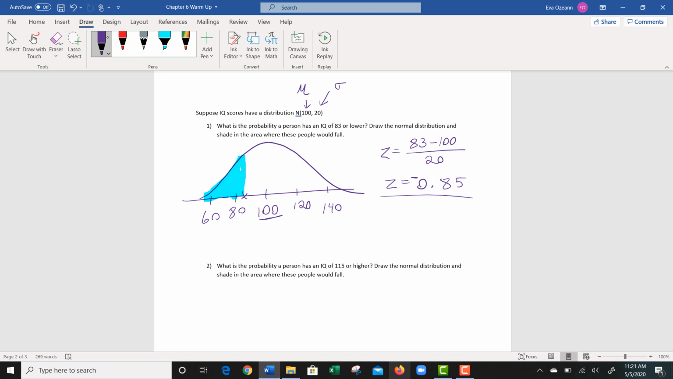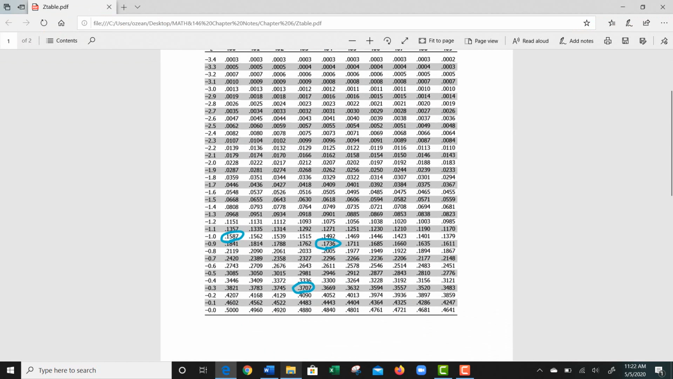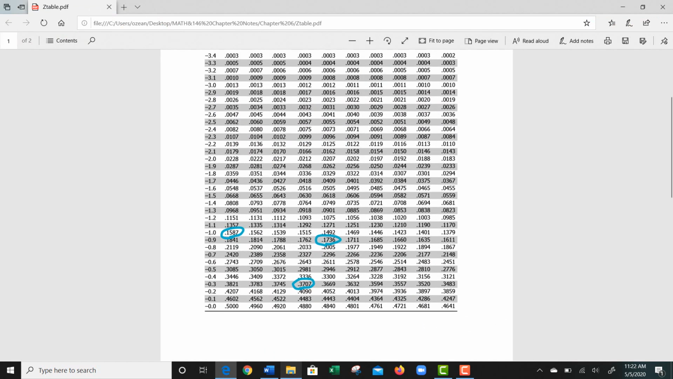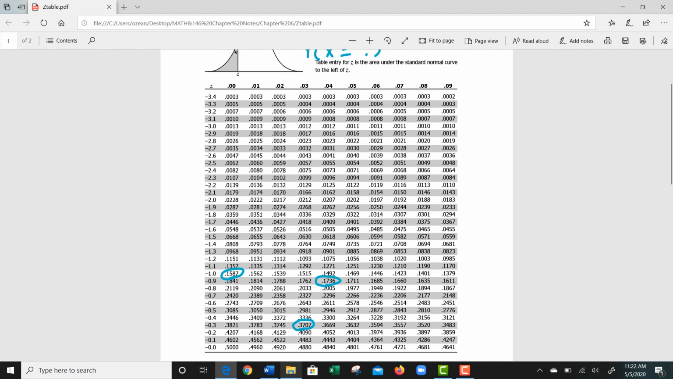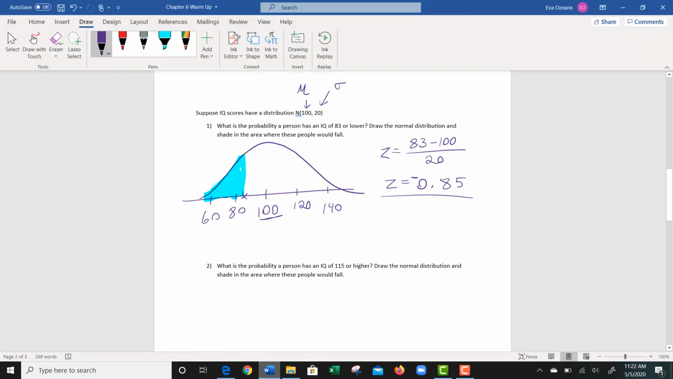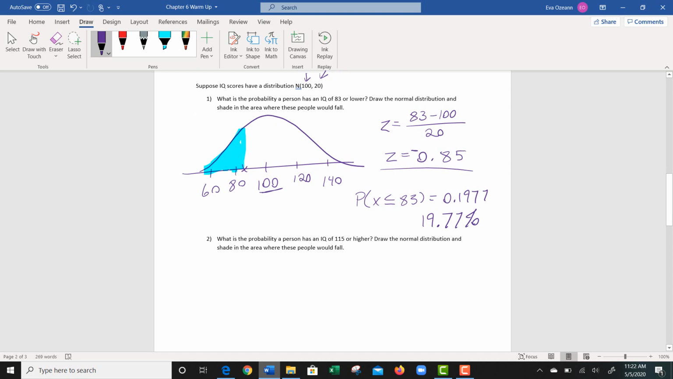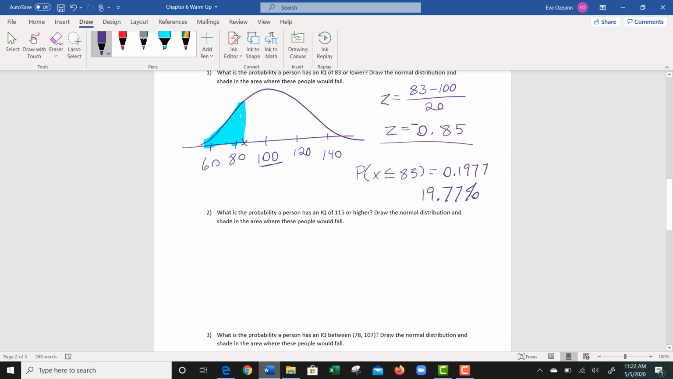All right, now what we're going to do is pull up our z-table and find that z-score. So let's see, we need to find negative 0.8, and then we have 0.5. So that is going to give me a probability of 0.1977, which is the same as 19.77%.